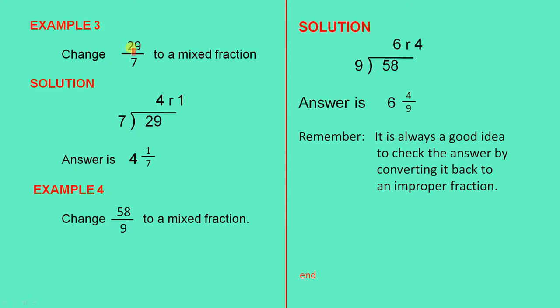Example 3, change 29 over 7 to a mixed fraction. 7 divided into 29 goes 4 because 7 4s are 28. The remainder is 1. So the answer is 4 1/7.